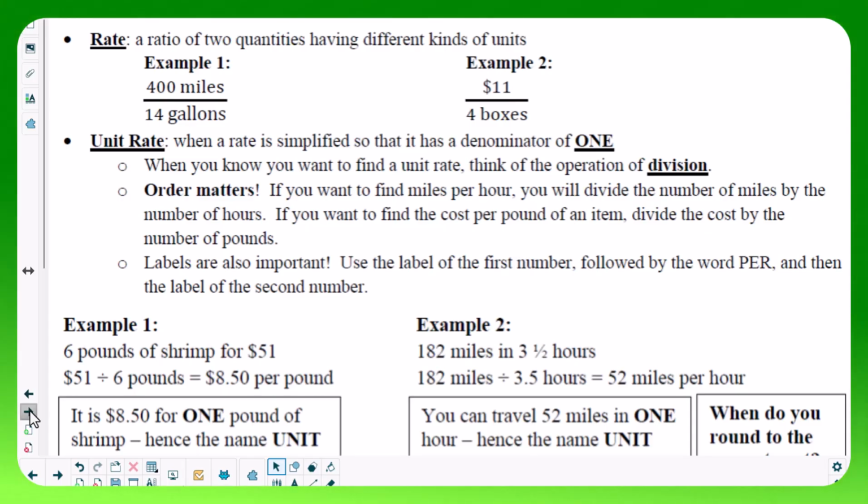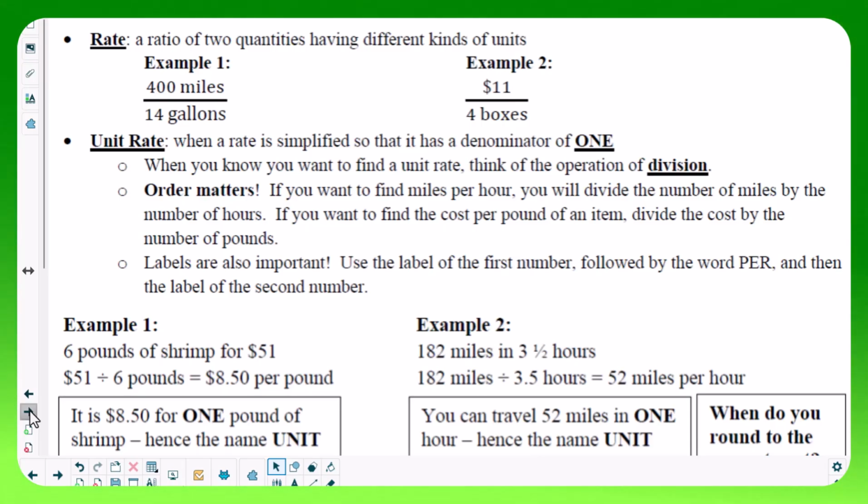We have things specifically called unit rates, and these are things you see in real life quite often. This is when a rate is simplified so that it has a denominator of 1. When you know you want to find a unit rate, think of the operation of division. And the order in which we divide matters. Division is not something we can do in whatever order we want. So if you want to find miles per hour, which is a common unit rate that we see, you will divide the number of miles by the number of hours.